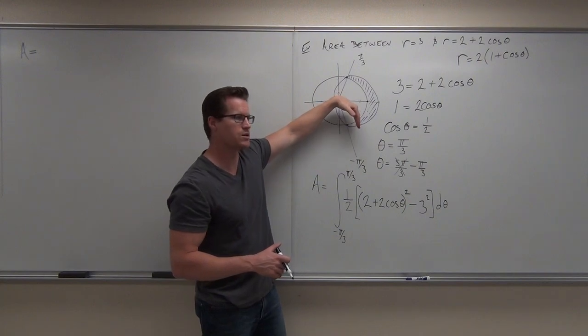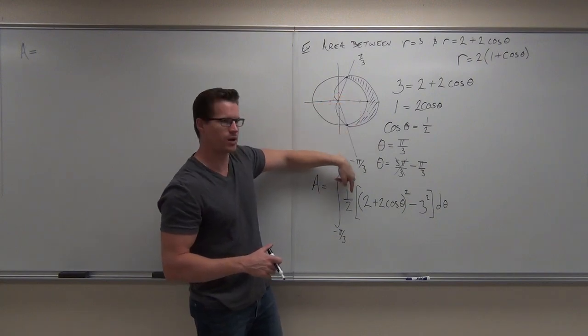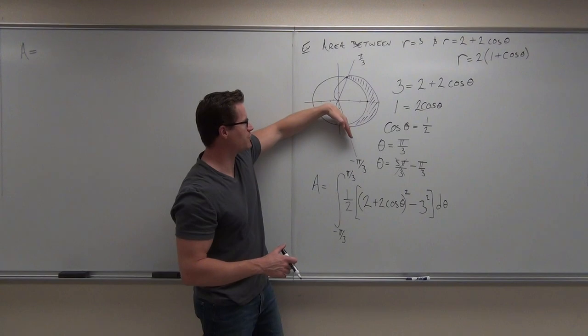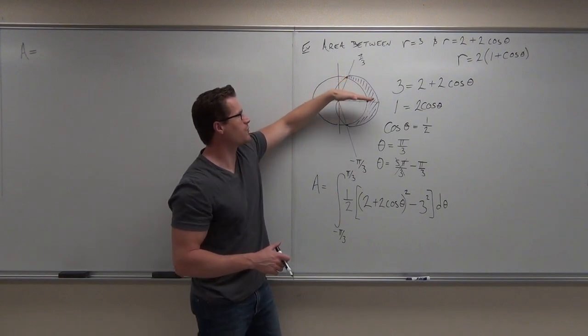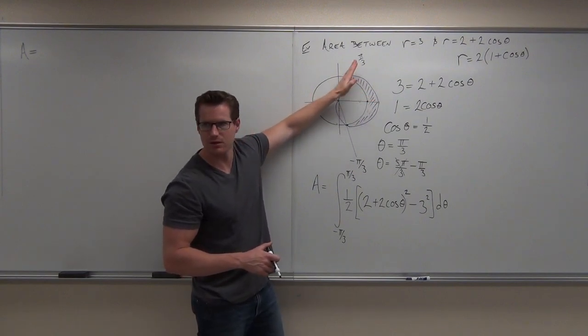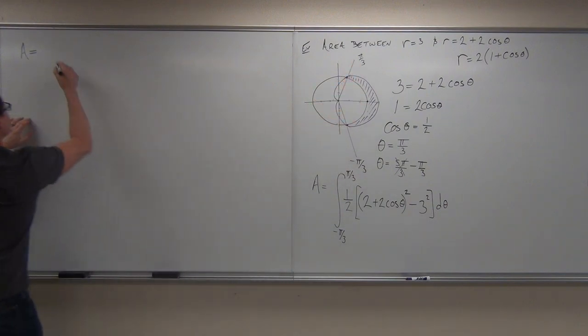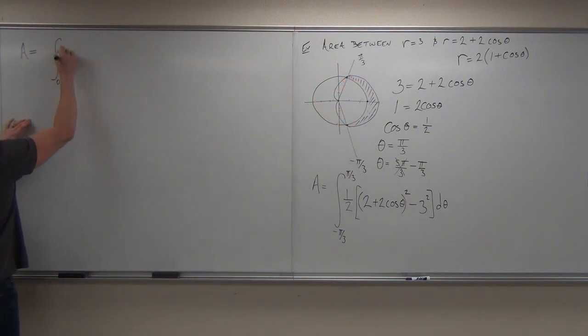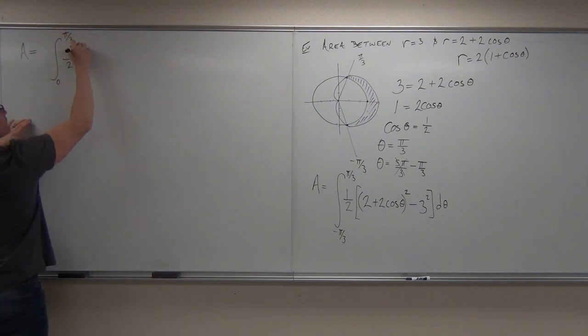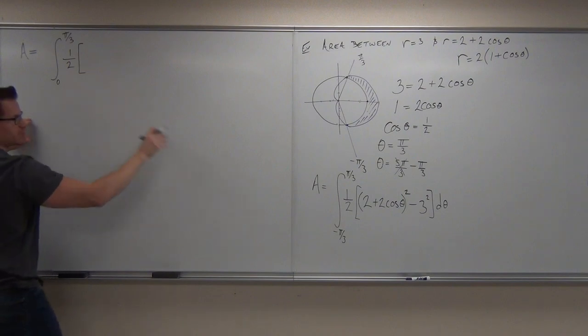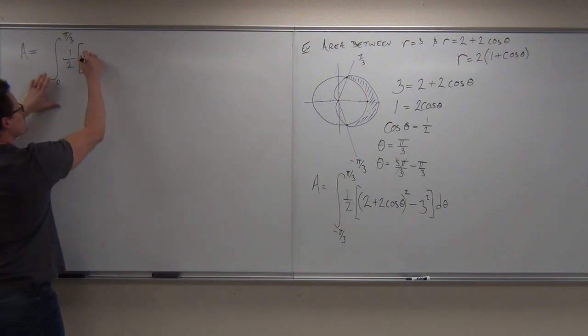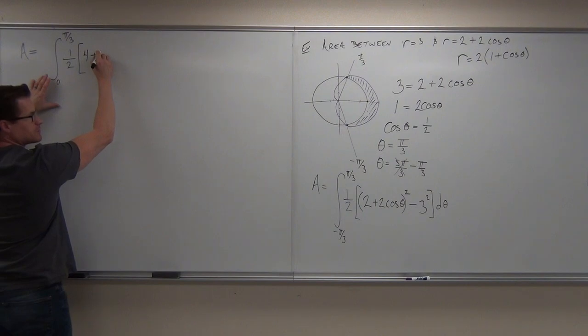So if I wanted to, in order to get rid of that 1 half, that'd be kind of nice. Instead of going from negative pi over 3 to pi over 3, let's go from 0 to pi over 3. Do you guys want to do that? Let's do that. If we go from 0 to pi over 3, then we still have 1 half, and we still have all this stuff. I'm actually going to distribute this right now. So we have 4 plus, how much?